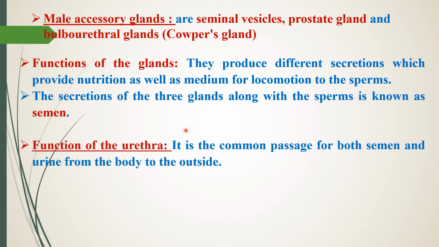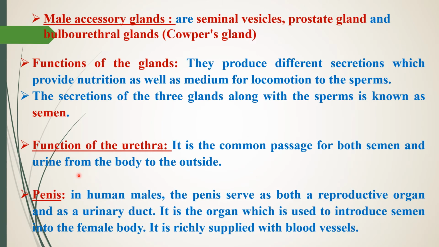Now, function of the urethra. As we had studied in the previous slide, the vas deferens runs into the urethra. And what is the function of the urethra? It is a common passage for both semen and urine from the body to outside. So its function is the passage of the semen as well as urine from the body to outside.